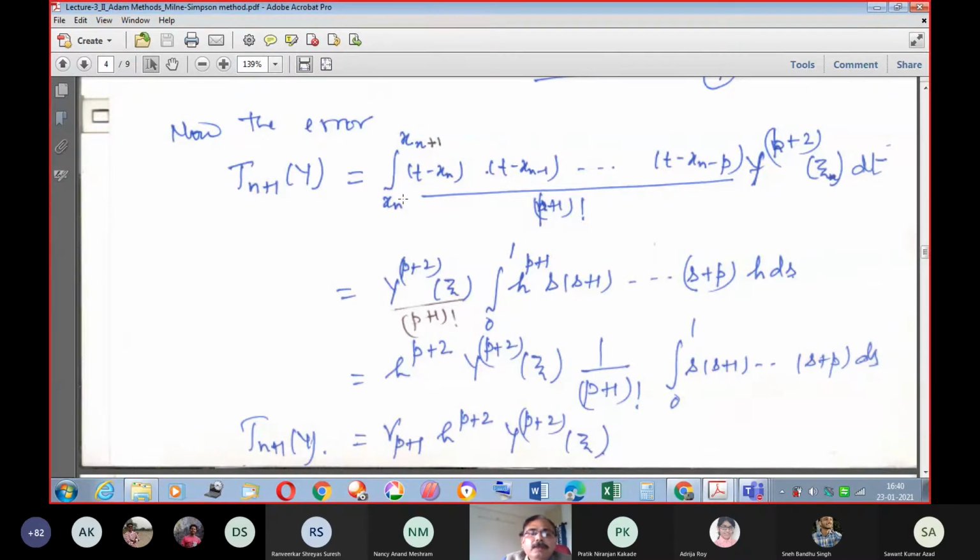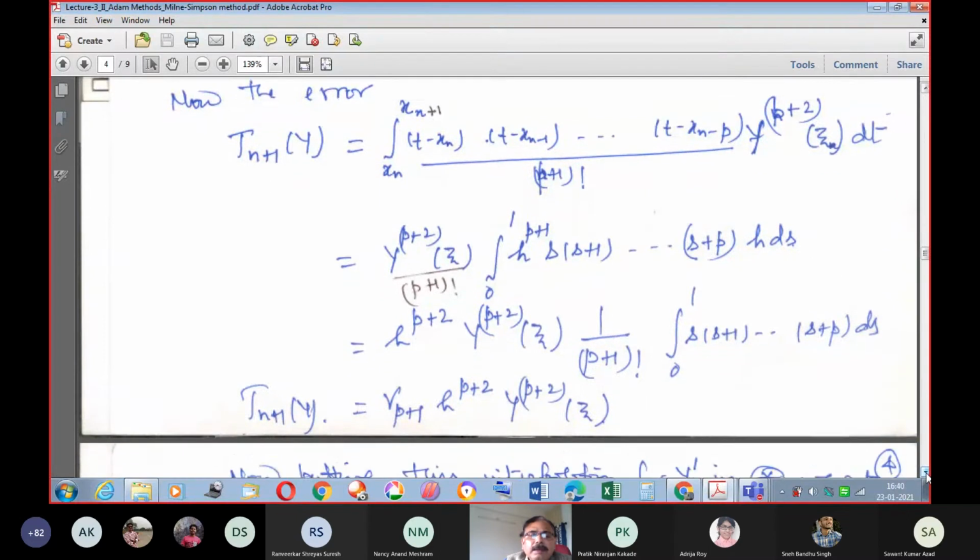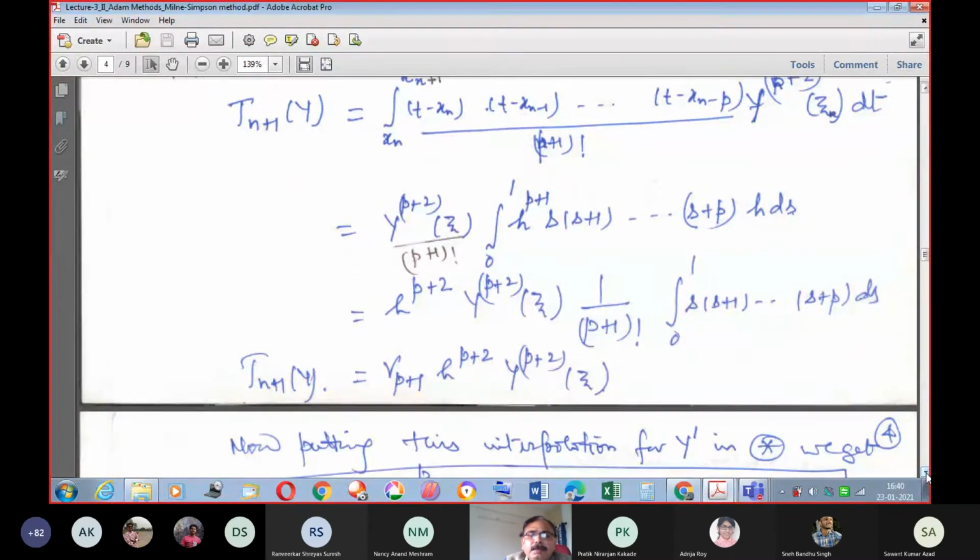So integral xn to xn plus 1, and then t minus xn to t minus xn minus p, exactly the same way you have done for the term by term integrals. So we'll put t minus xn as hs, t minus xn minus 1 as h into s plus 1, and then like that. You can put that, and the way we have done those things, the coefficients, the individual terms, exactly the same way you can write, and then you can integrate this. So that will be done depending on the order of the method.